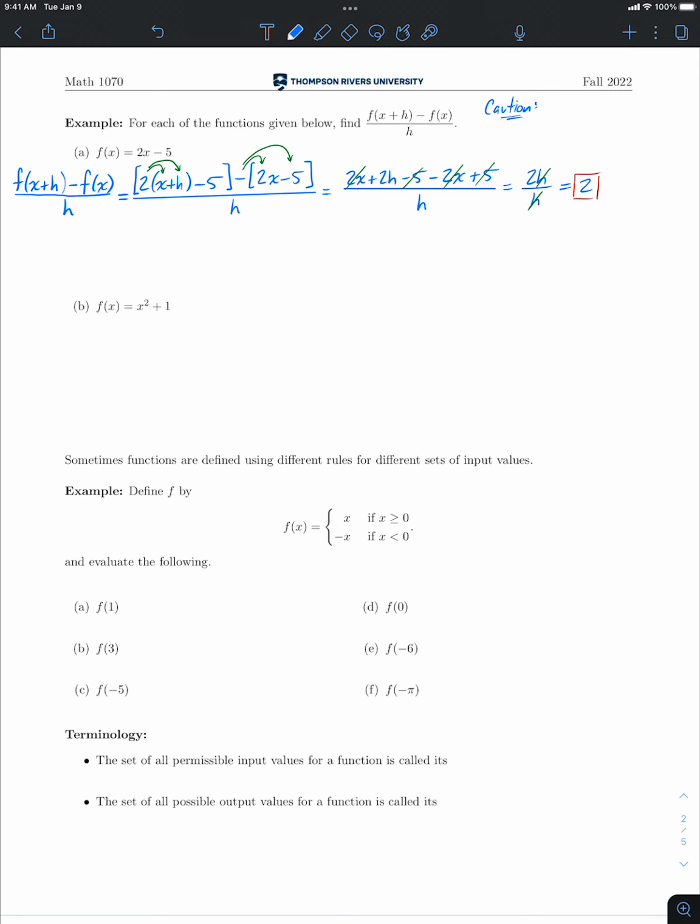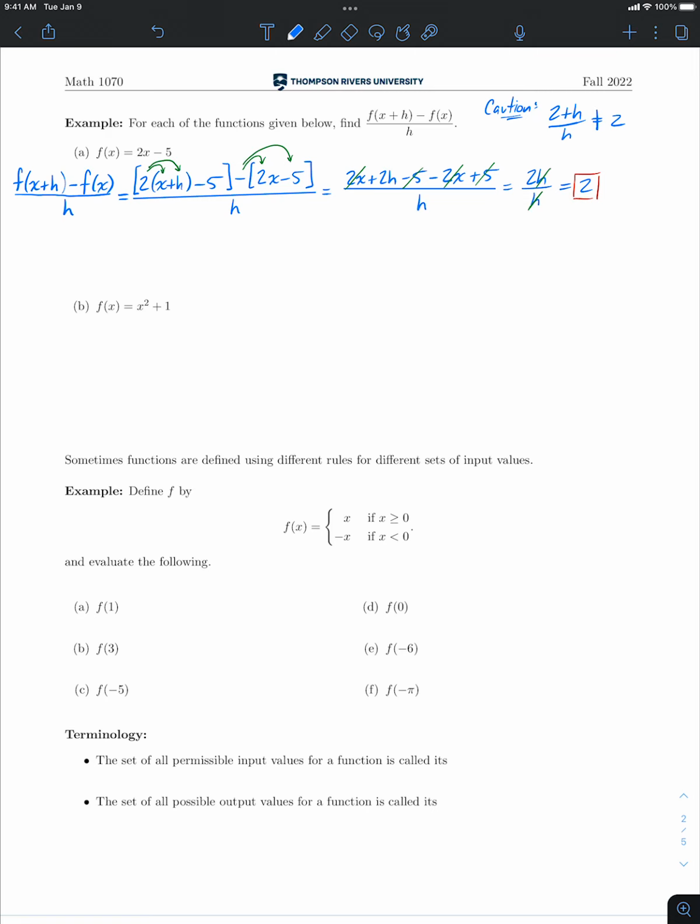If this had been 2 plus h over h, this is a common error that people make. People try to say, okay, well, there's an h up top and an h on the bottom. I'll cancel them both, and then I'll just be left with a 2. But that does not work. So again, what I've written here is not correct. So I'm going to put a line through it.